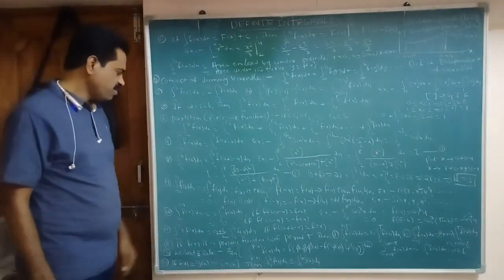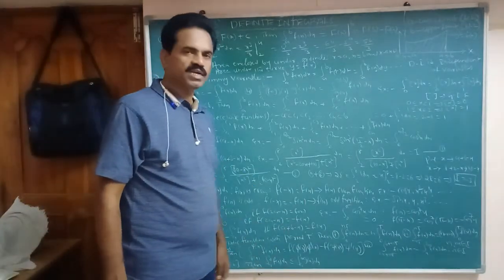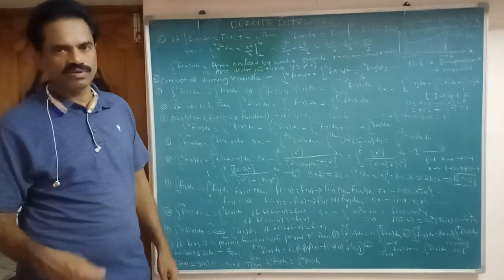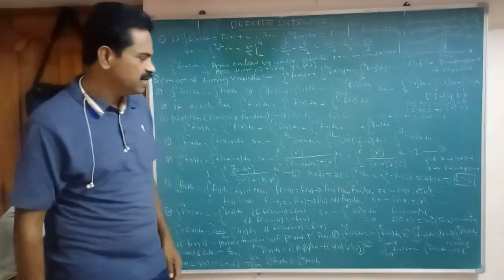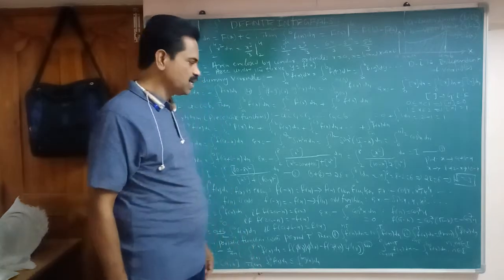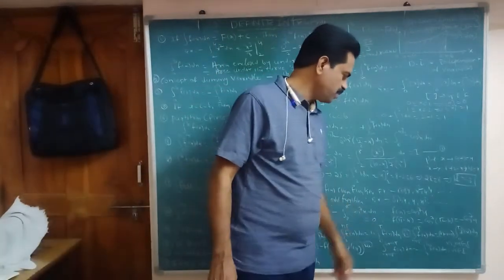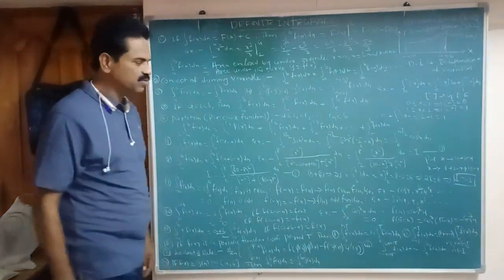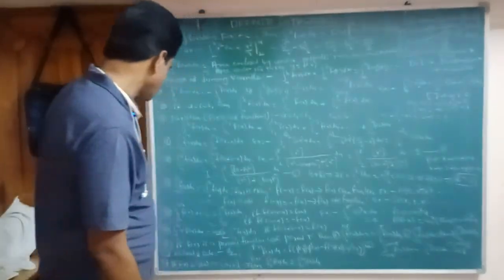Next, if f of x is a periodic function with period t, then first, integral 0 to nt f of x dx. Based on periodicity, we will do the problems here. Second, integral mt to nt f of x dx equals n minus m times integral 0 to t f of x dx. And third, integral a plus nt to b plus nt f of x dx equals integral a to b f of x dx, where n is an integer.